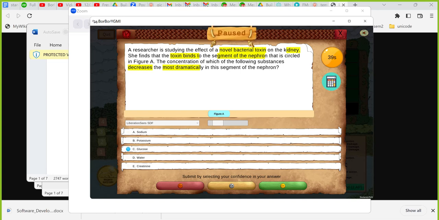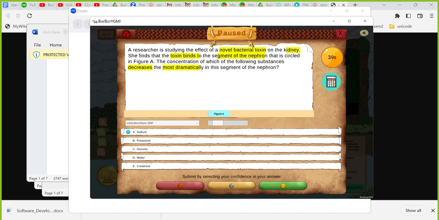So what are we thinking about? I'm thinking about... I'm between... okay, I'm more towards water or sodium. Water and sodium. Yeah. So water is one of those.